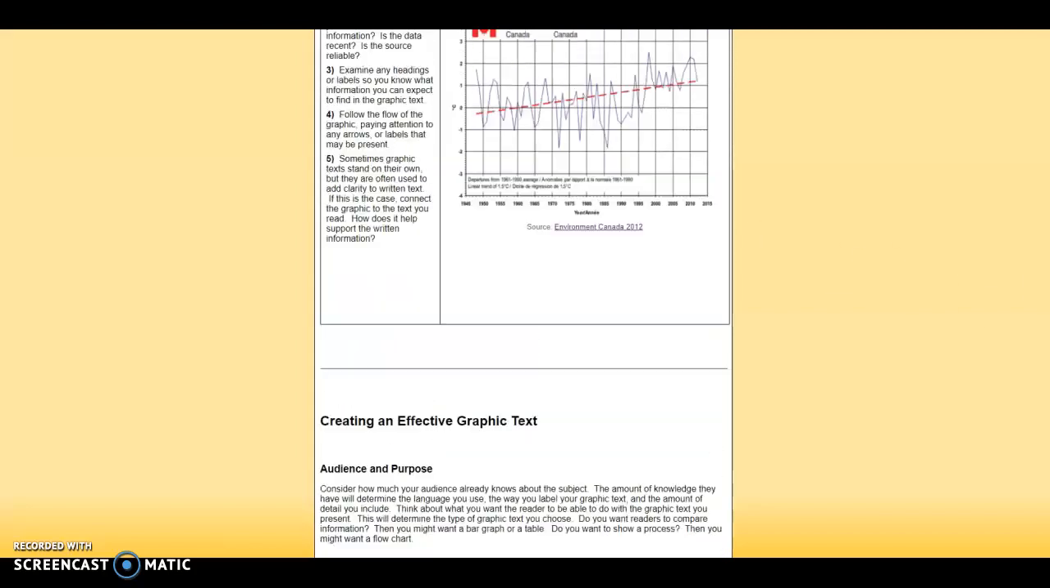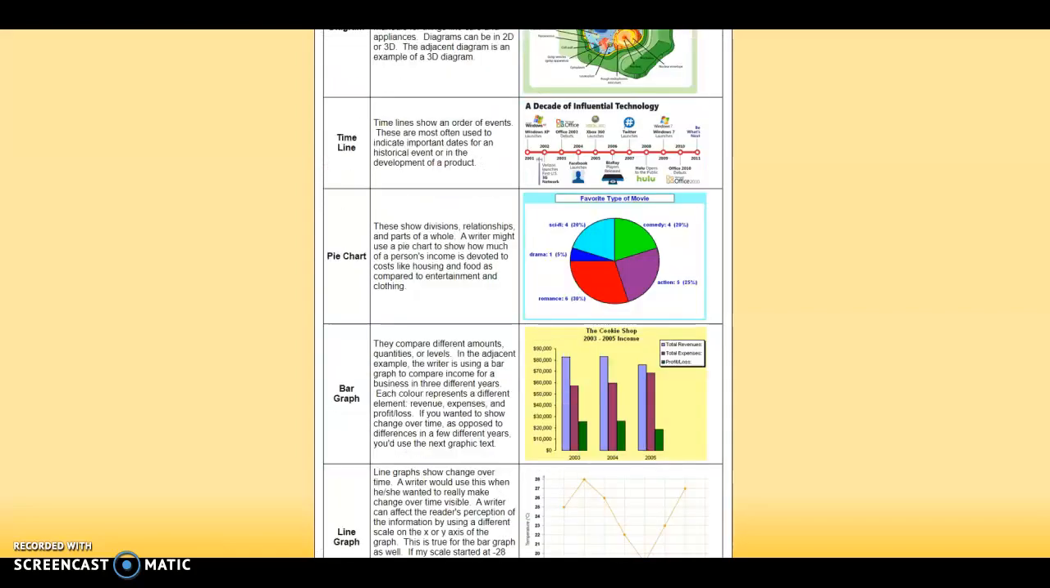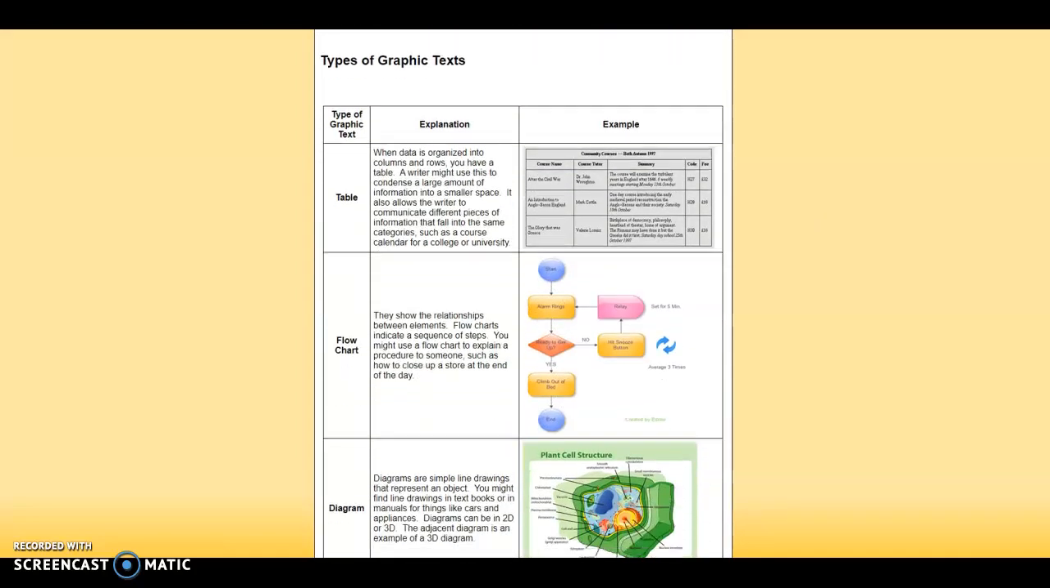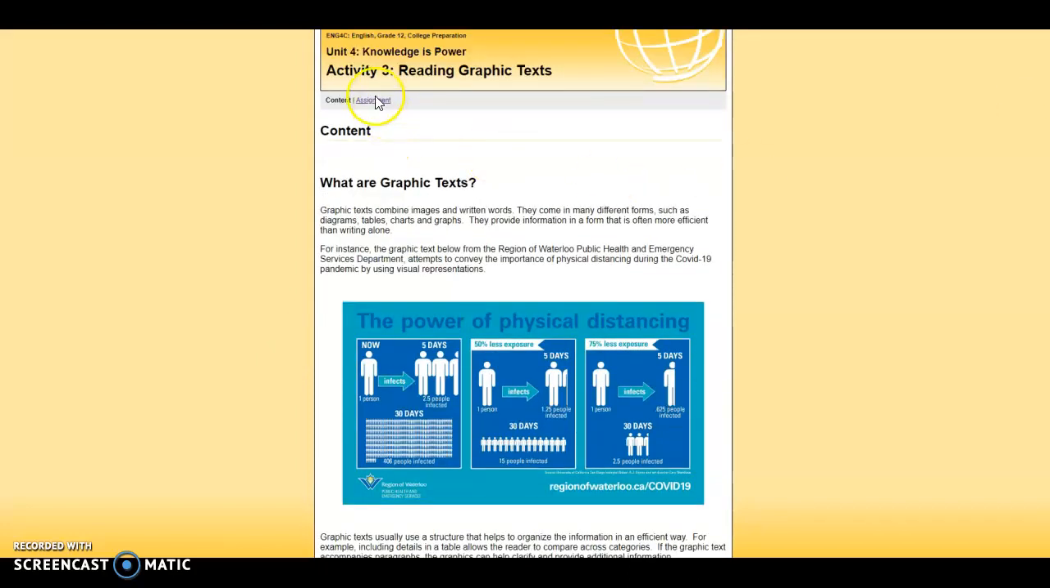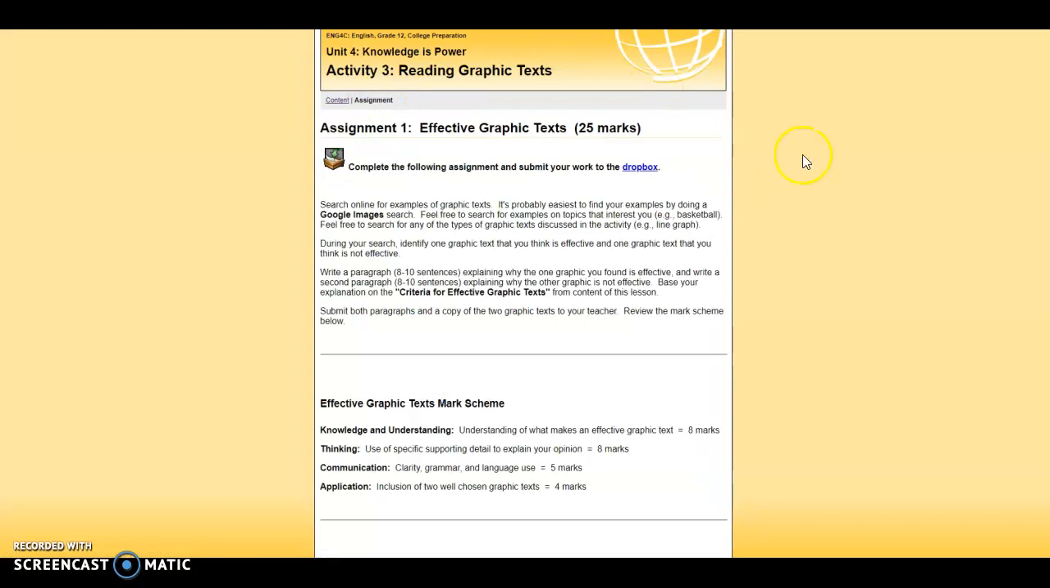So depending on the audience and the purpose and the type of information that you're trying to present, that's going to guide you to help you determine whether you're going to use a table or a flow chart or a diagram or whichever graphic text is going to fit best. Okay? With that said, let's take a look at the assignment page. And so there's going to be 2 assignments in this activity. The first one is called Effective Graphic Texts.